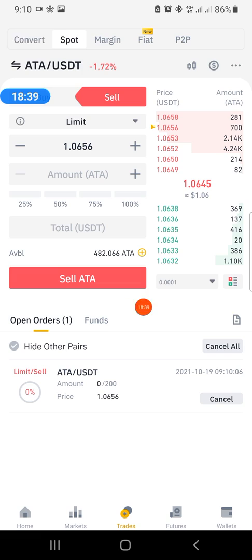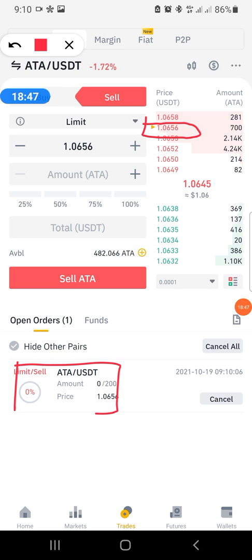As you can see, my trade is now pending, showing a pending limit order sell. This order will stay pending until the current market price keeps going up and reaches this price. Then my order will be triggered.